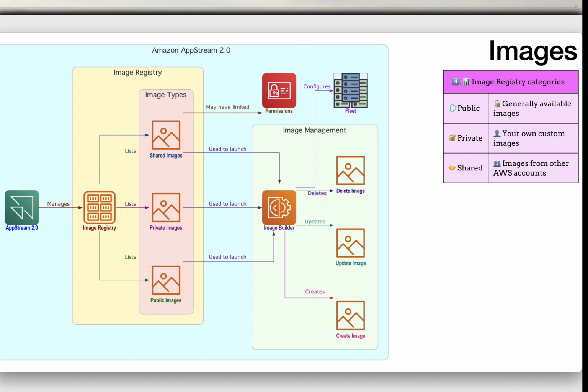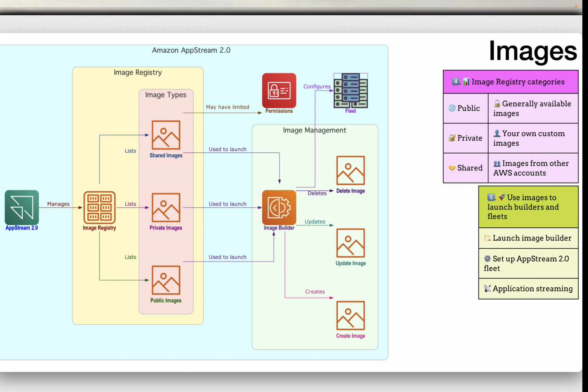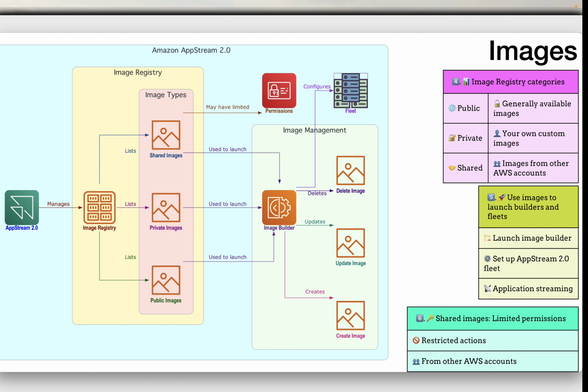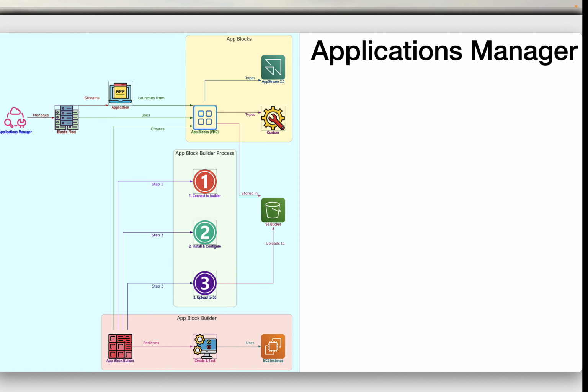The AppStream 2.0 console image registry lists available images in 3 categories. First one is public, which is generally available images. Second is private, your own custom images. And third is shared images, which are shared from other AWS accounts. Any of these image types can be used to launch an image builder and set up an AppStream 2.0 fleet for application streaming. Images shared from other AWS accounts may have restrictions on what actions you can perform with them.